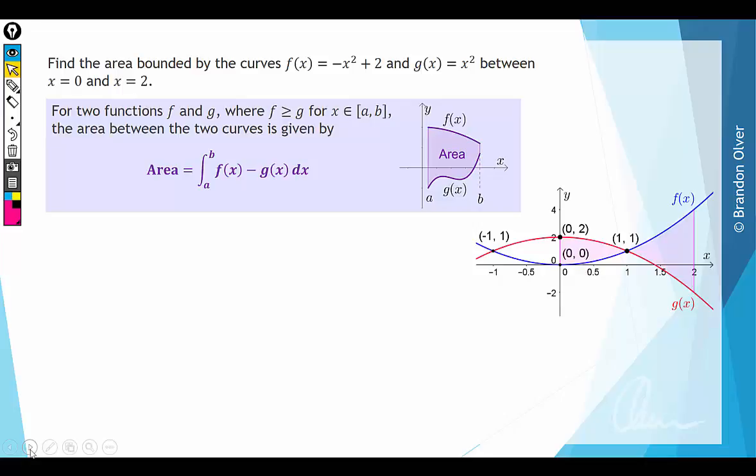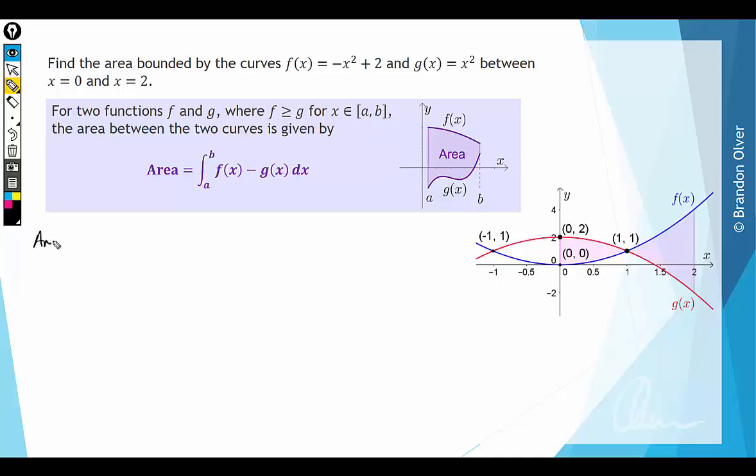The area is equal to the integral between a and b of the upper curve f minus the lower curve g with respect to x. So you can see for this case we have two regions, one where g of x is above and one where f of x is above.